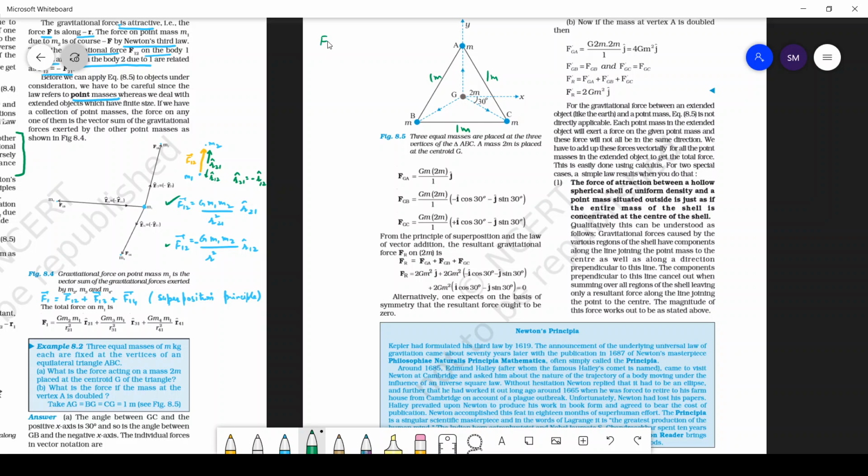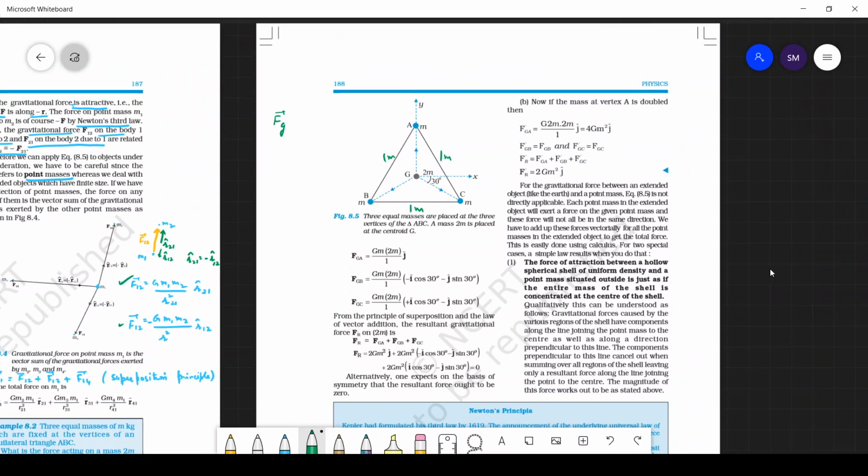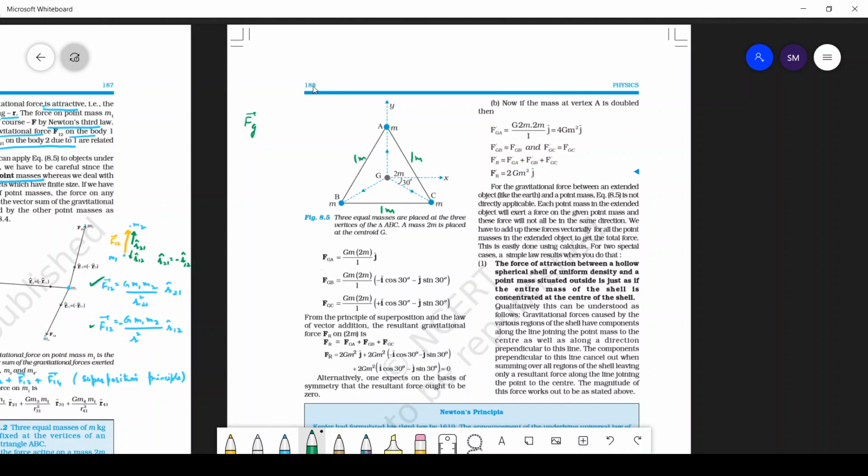So the force acting on G, this is what we need to find. Okay, so if you assume it as mass 1, this has 2, this has 3, and this has 4, yes, you can assume like that also. There's no problem with it. But here M1, M2, M3, M4, all of them are equal. Okay, so that's the point.